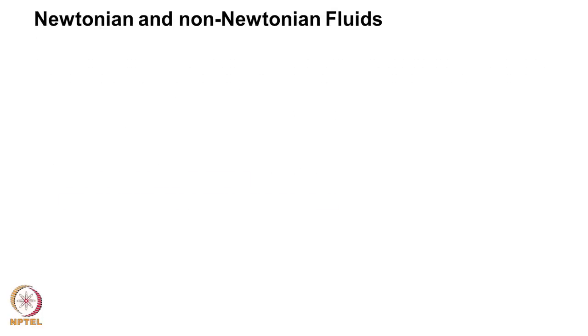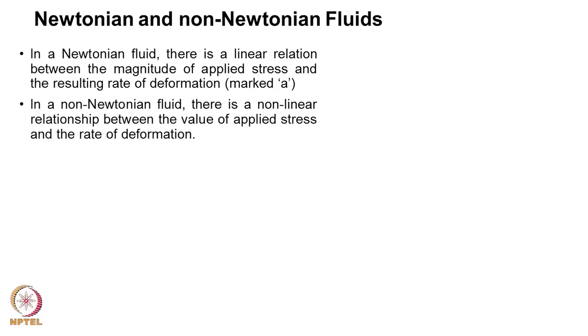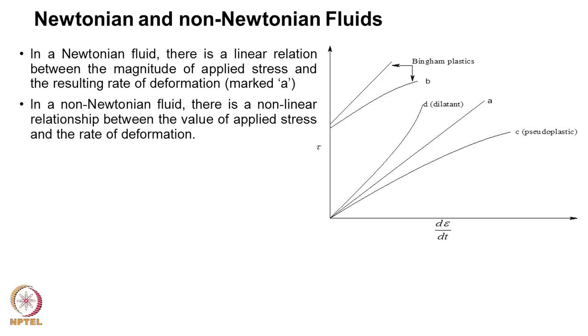So, having defined viscosity, stress and strain, one can classify fluids based on how they behave. There is a major classification: Newtonian fluid or non-Newtonian fluid. In Newtonian fluid, there is a linear relationship between applied stress and resulting rate of deformation. In non-Newtonian fluid, there is a nonlinear relationship between the value of the applied stress and the rate of deformation.